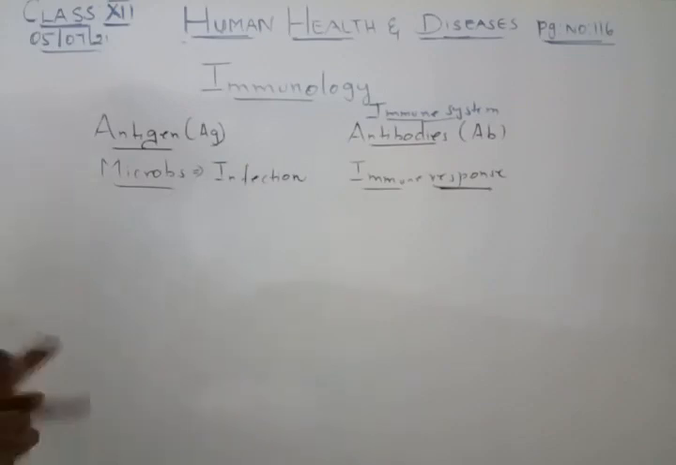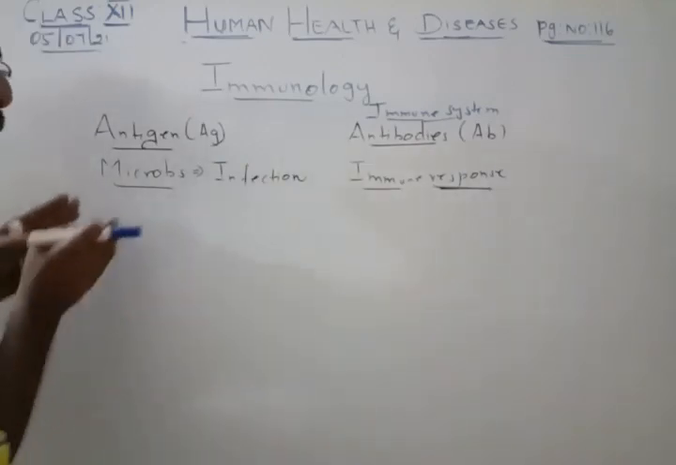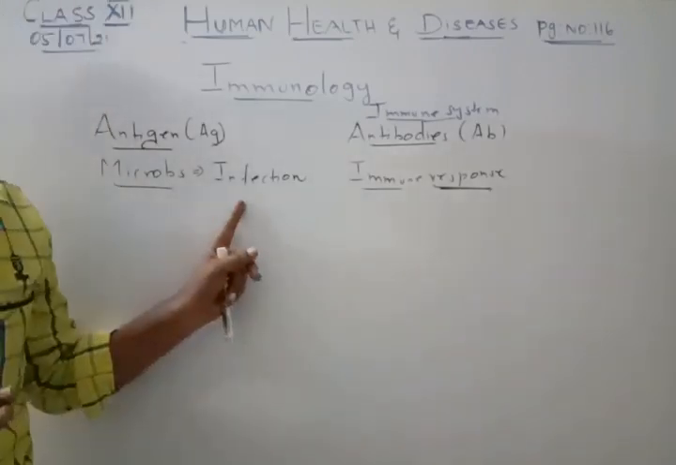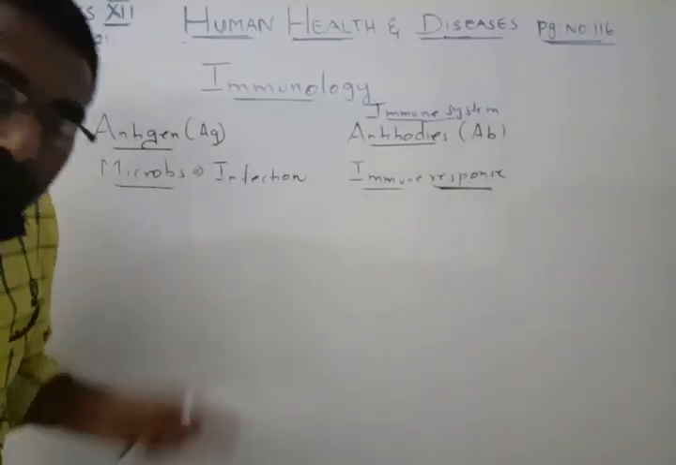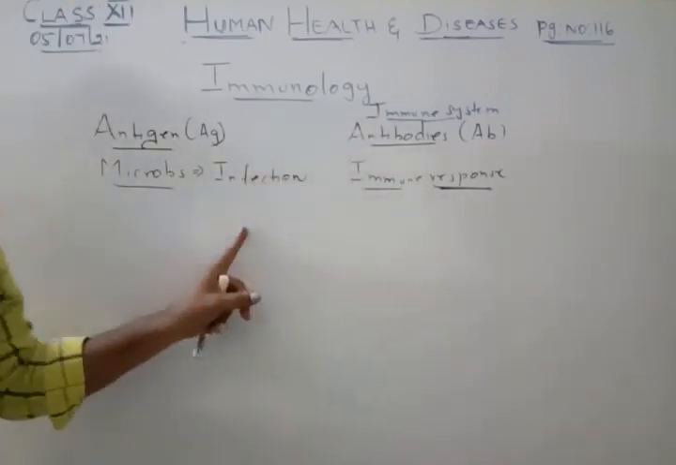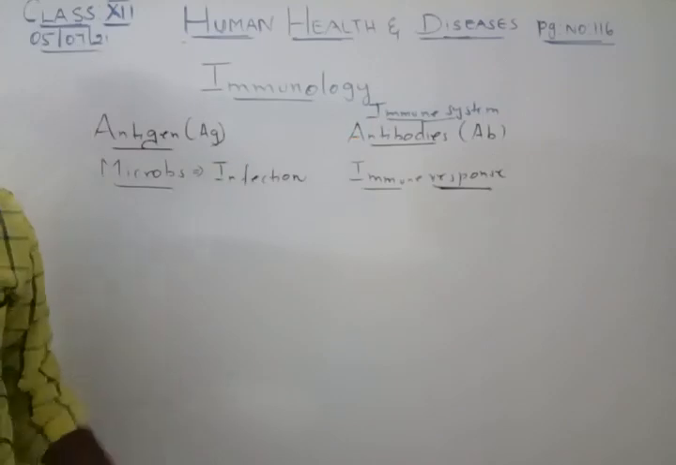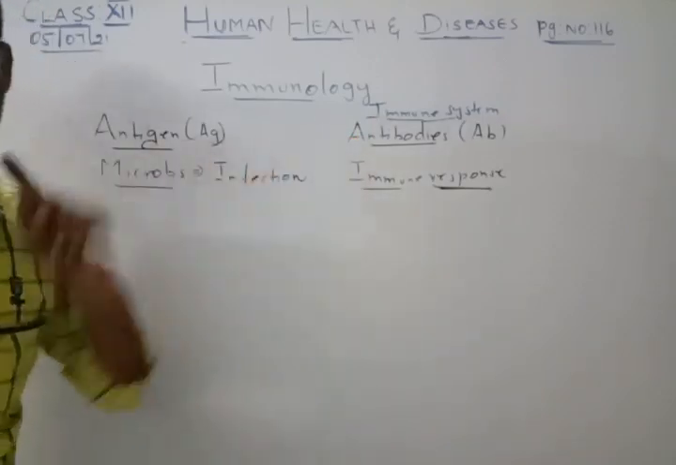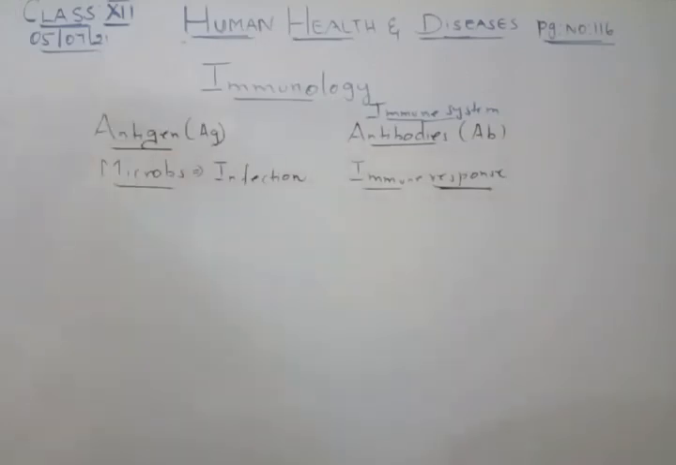So first one, it is not allowing it. Second one, even if it is allowing inside, it will not allow it to infect your cells or organs. Even if it is infecting your cells and organs, it will destroy this antigen, and it will cure your body organs, body tissues, body cells. That is the role of the immune system.